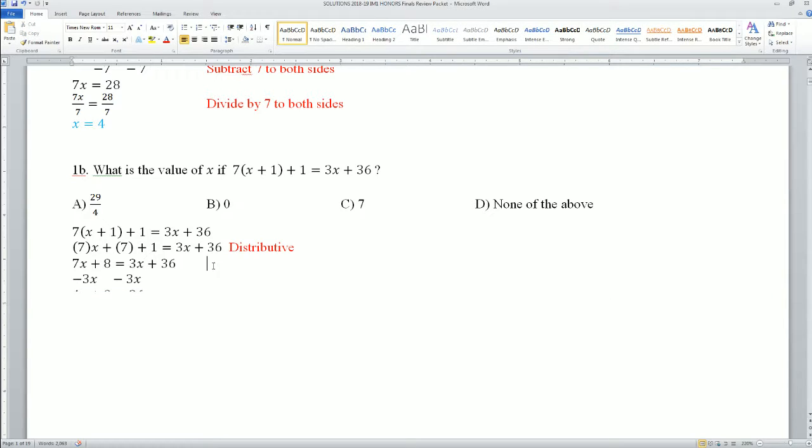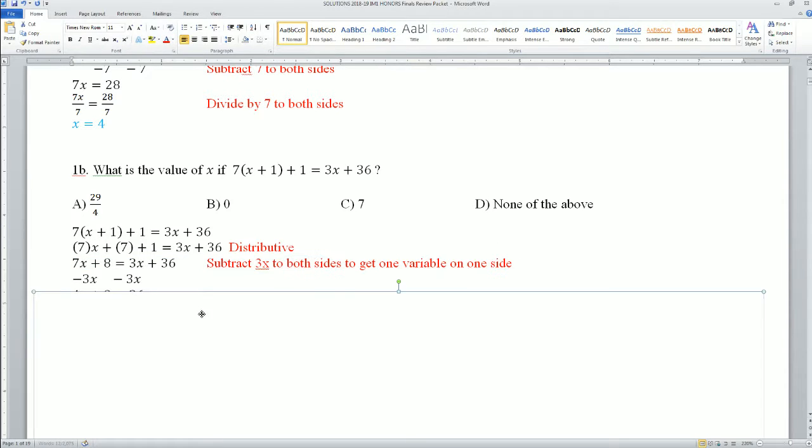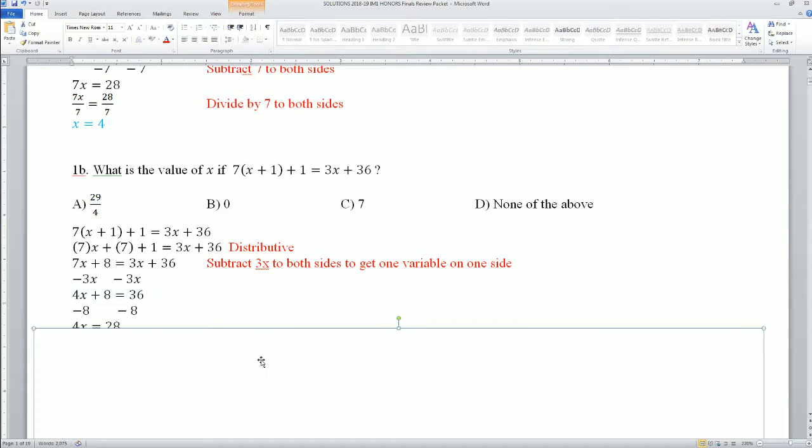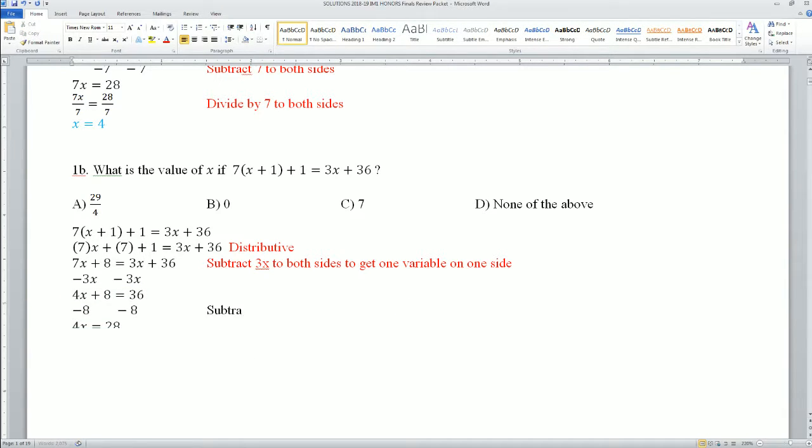Subtract 3x to both sides. You are going to subtract 3x to both sides to get one variable on one side. That is the whole reason why you do that. It should look like 4x plus 8 equals to 36. There's an 8 here, so let's subtract 8 to both sides, to get the number alone on the other side. That is the logic why.